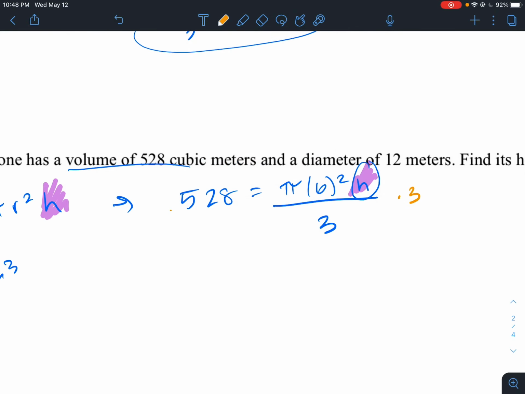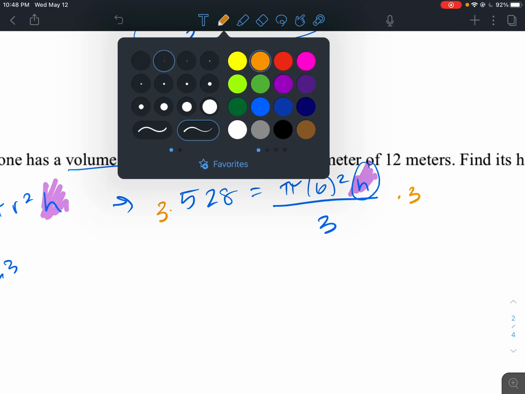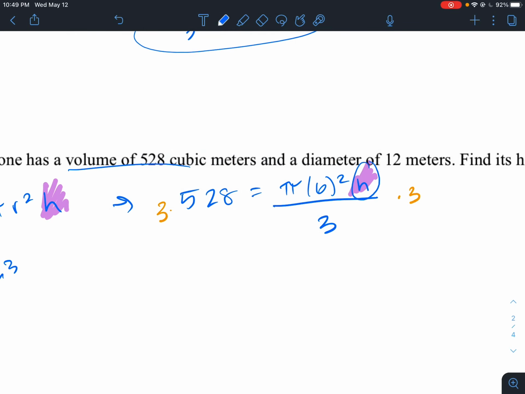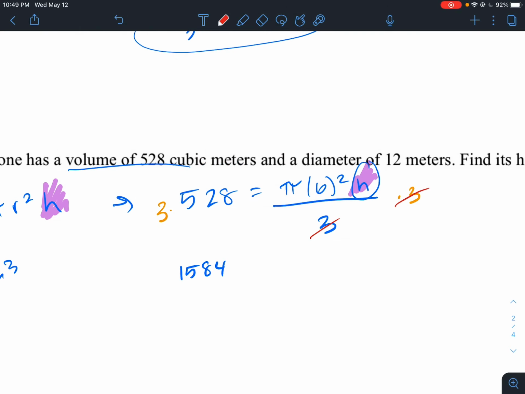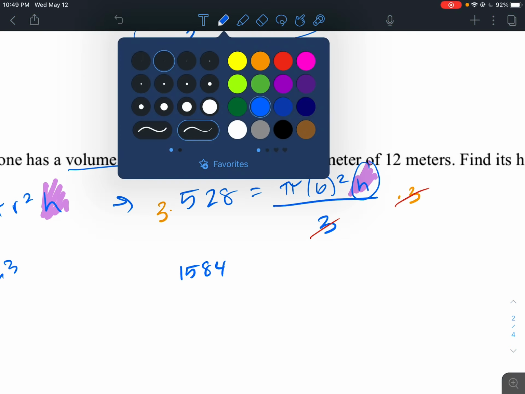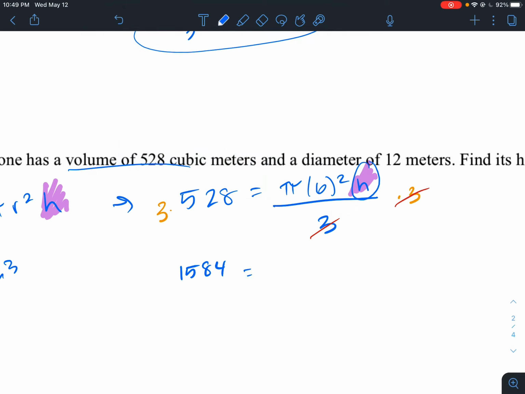Multiply this side by 3, multiply this side by 3. Okay, so I get 528 times 3, which is 1584. Now on the right side, because there's a 3 on the numerator and the denominator, they cancel, and I'm left with 36 pi times the height.